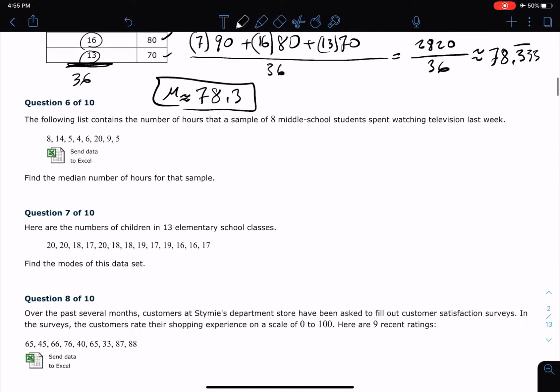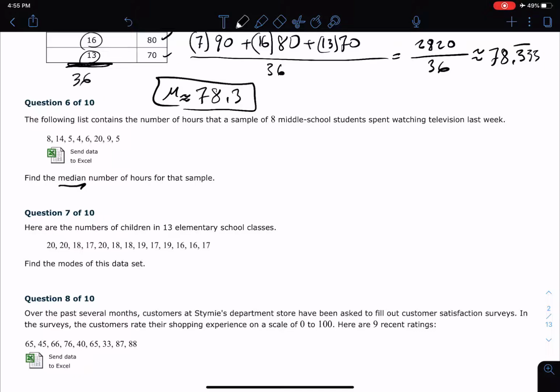The following list contains the number of hours that a sample of 8 middle school students spent watching television last week. Now, if they ask us to find the mean, I would use X bar, because X bar is the variable that gives us the sample mean. I was excited when I read that, but then it says we want to find the median. Dang it. I wanted to use my X bar notation. But anyhow, median is something different.